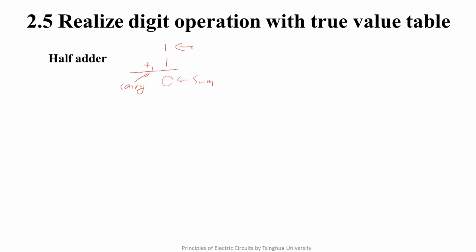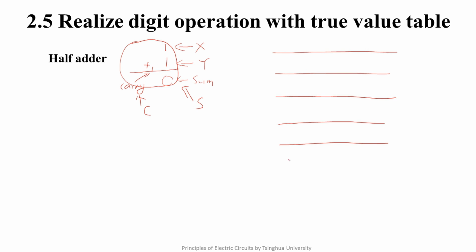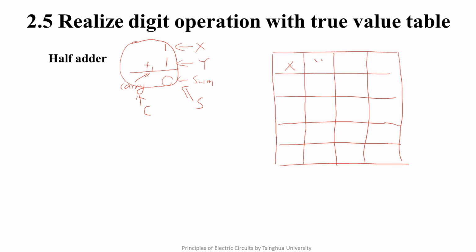Suppose this is the input X, this is the input Y, this is the output S, and this is another output C. Now, we write the truth value table based on the original addition operation. Make the table firstly. Write down the inputs x and y and the outputs s and c. Write all the combinations of the inputs. Then we find the corresponding outputs s and c.